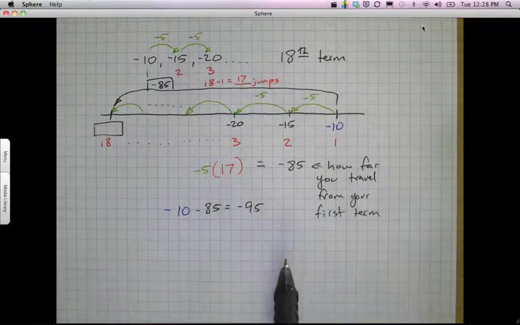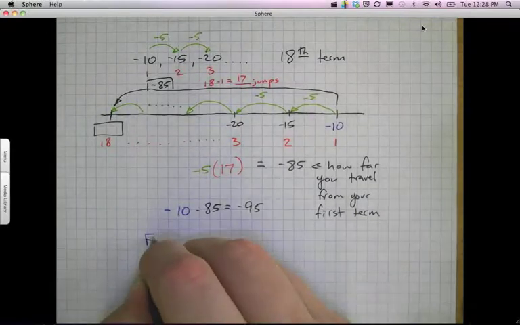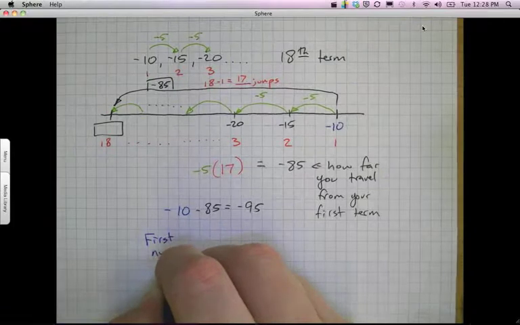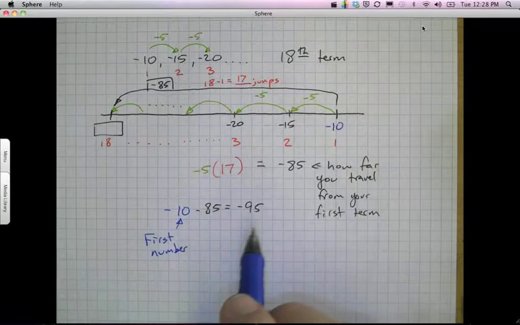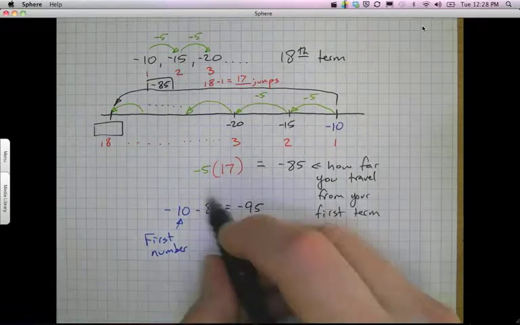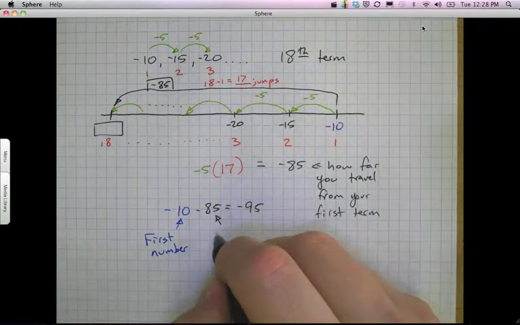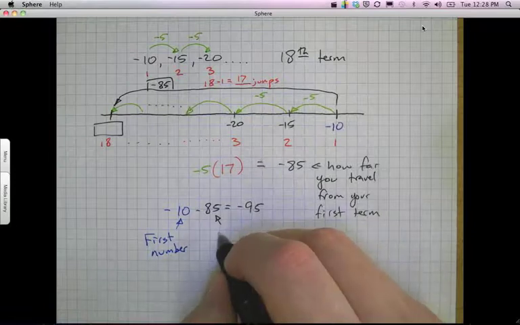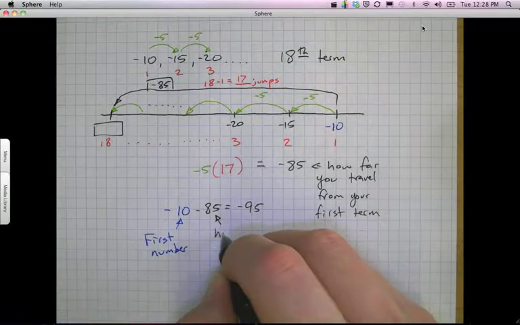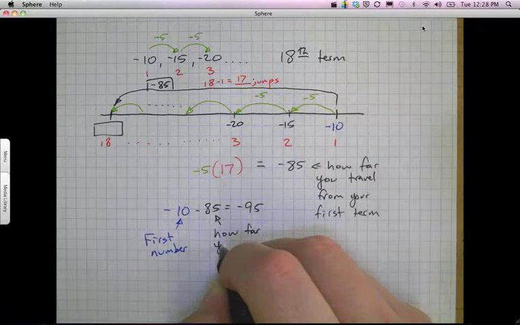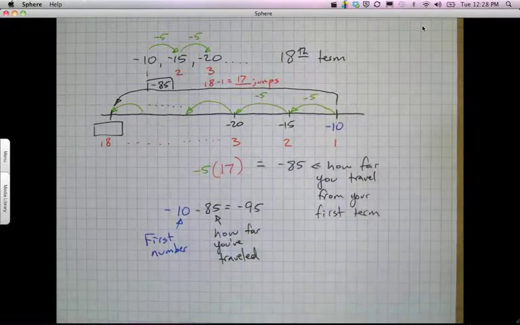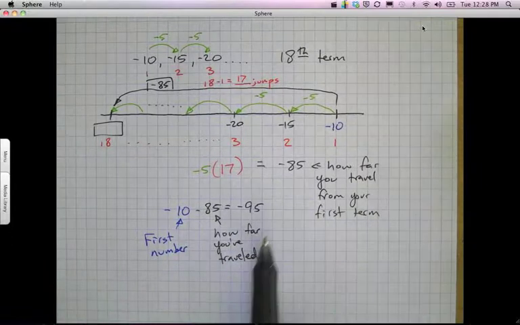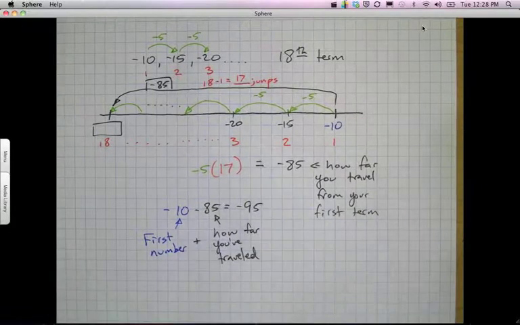The general way that you do that is you start with your first number, which is my -10. And you subtract basically how far you've jumped, or you add it if you're growing, but in this case we're subtracting. How far you've traveled on your number line. And you combine those two things together. So you're going to be adding those two things together.